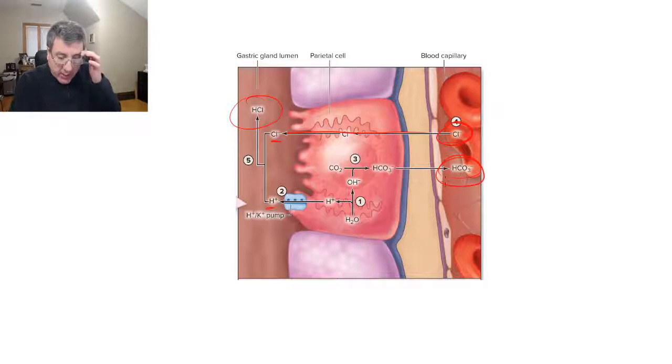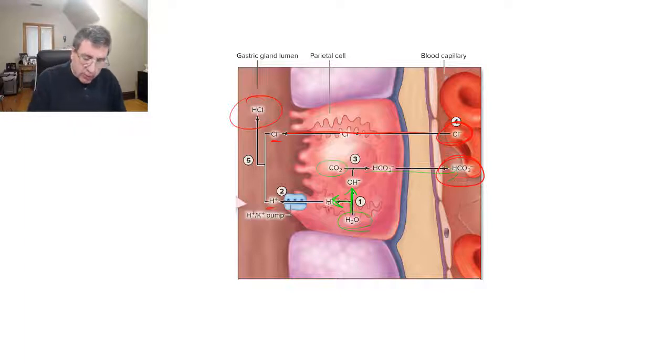That's your end product of this. So we have water in the cell. Water dissociates into a hydrogen ion and a hydroxyl group, that OH. The hydroxyl group combines with CO2 to give you the bicarbonate. So that's how the bicarbonate makes its way into the bloodstream.